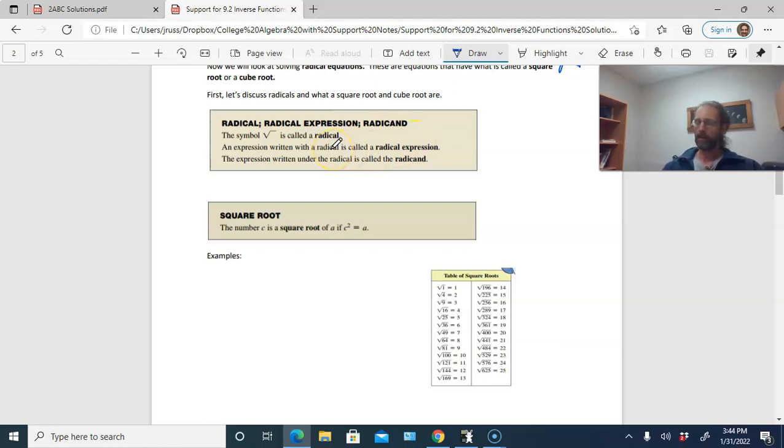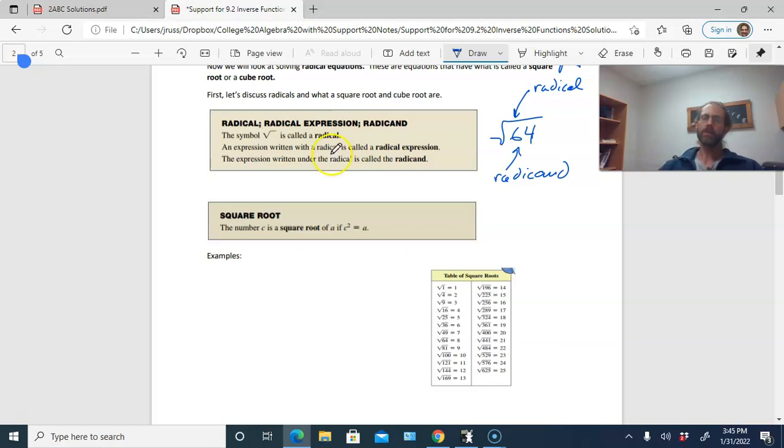So let me define a couple things. I'm going to make something up here. Let's say I draw a radical, and I'm going to put a number underneath it, 64. So the radical is just the symbol. 64 is what we call the radicand. That's what's underneath the radical.